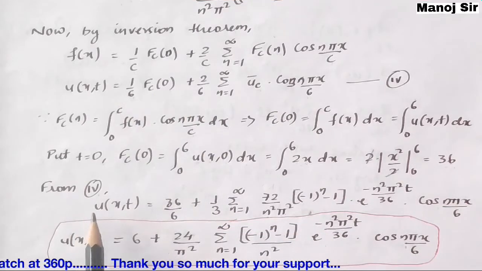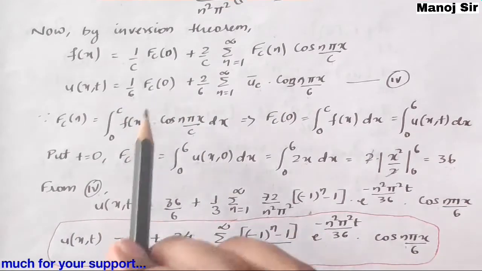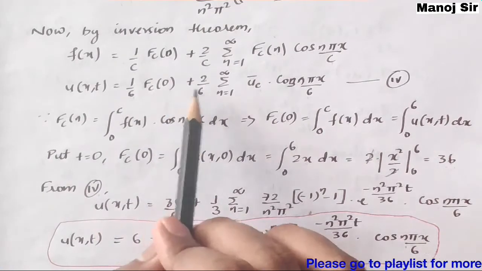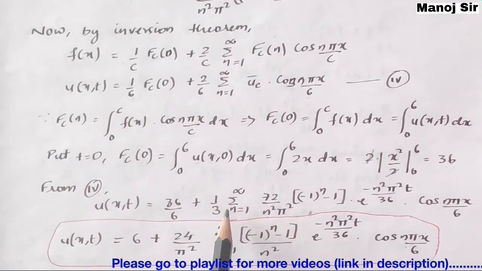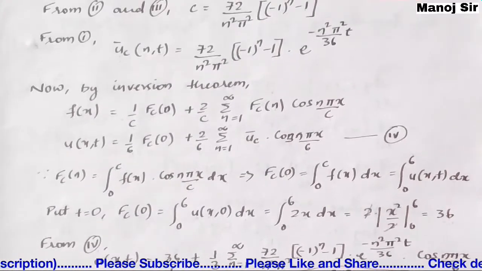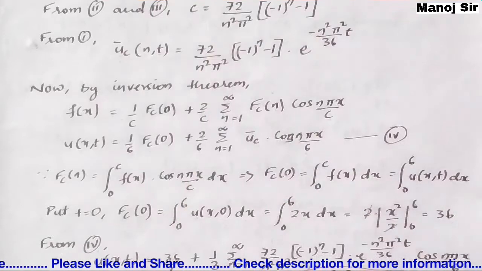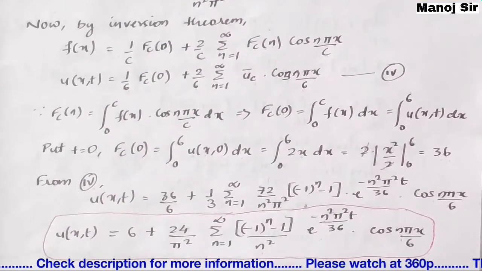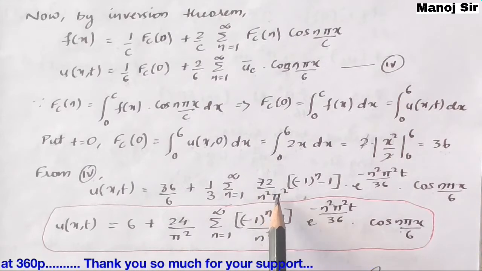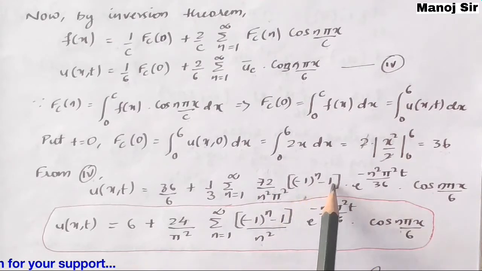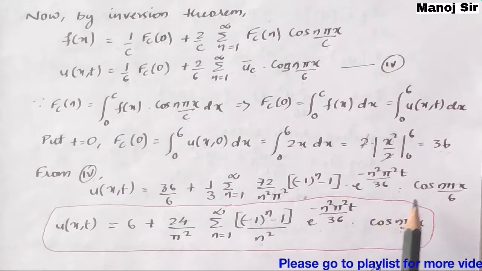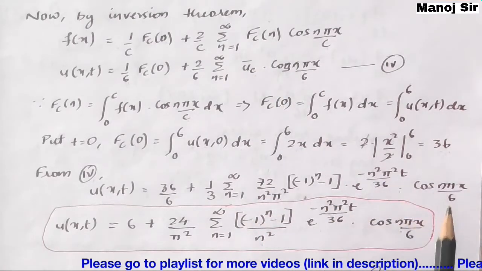That is u, which is a function of x and t, equal to 36 upon 6 plus 2 upon 6, that is 1 upon 3, summation n equals 1 to infinity. This part is given. We have already solved for this whole part, so it is written here. As you can see, that is 72 upon n square pi square into minus 1 power n minus 1 into e to the power minus n square pi square t upon 36 into cos of n pi x upon 6.